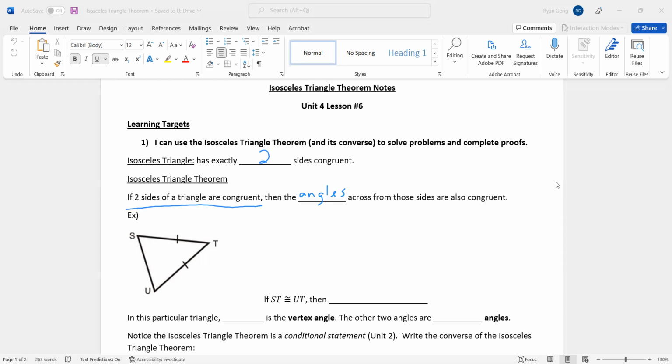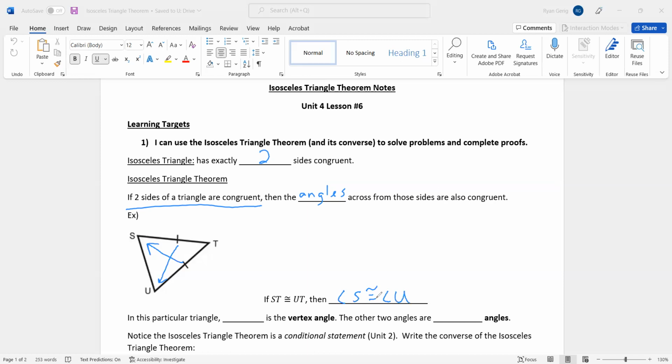So I have an isosceles triangle there, right? What I have is two sides congruent. So ST is congruent to UT. So then the angles across from those sides. And what does it mean to be across? If I start at ST, what angle is not attached to ST? That's the one that's across from it. That's angle U. UT, what angle is not attached to it? S. So what does the theorem say? If ST is congruent to UT, then angle S is congruent to angle U.